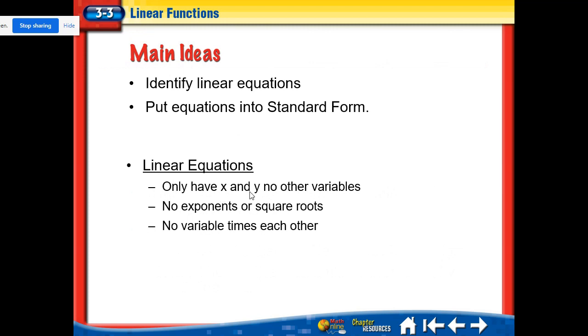Linear equations only have x's and y's. They have no other variables. So if they have a z or an a or a b or something like that, that's not linear. They also have no exponents or square roots in them, and they have no variables times each other. No xy, or yx, I guess. Those are the only two combinations. You can't multiply them together. They all have to be pluses or minuses. Now, we can have 3x and 2y and things like that. We can have fractions. That is okay in a linear equation. But we just can't have those times each other, all right?